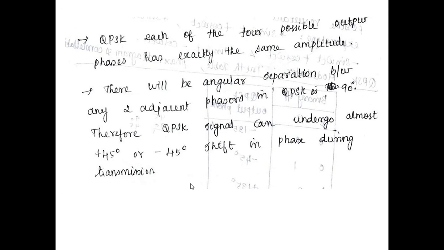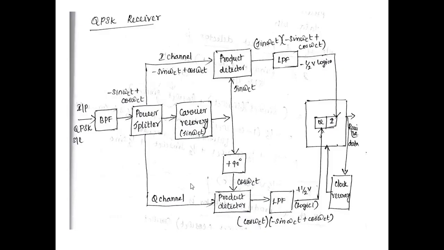In QPSK, each of the four possible output phases has exactly the same amplitude. The angular separation between any two adjacent phasors in QPSK is 90 degrees, as already discussed. Therefore, the QPSK signal can undergo almost plus 45 or minus 45 degree shift in phase during transmission. Then we come to our receiver side.